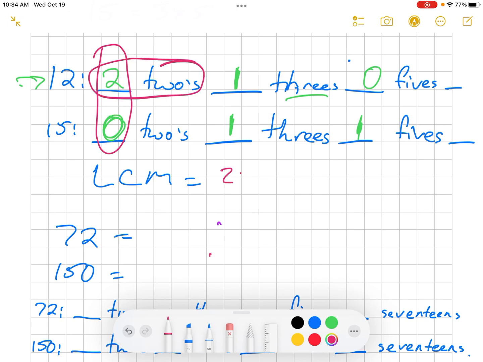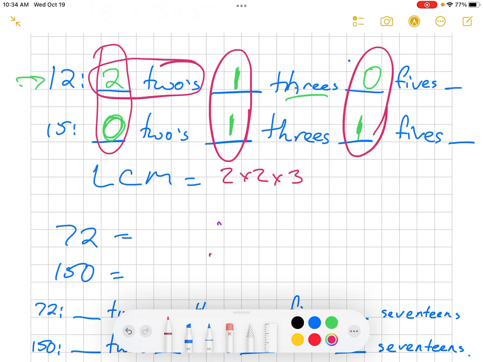So the greater amount that it comes up is this one here. So I'm going to use those, 2 times 2. 3, the maximum it comes up in one row is once. So I'm going to use that. And then the maximum 5 comes up is once. So I'm going to use that. And that's how I'm going to find the greatest common multiple.